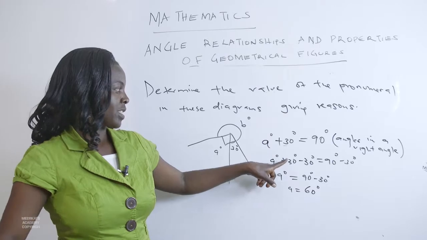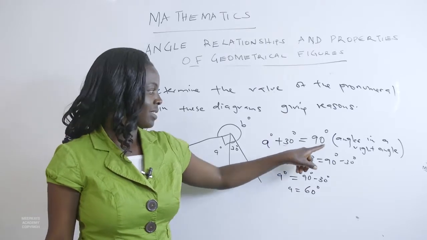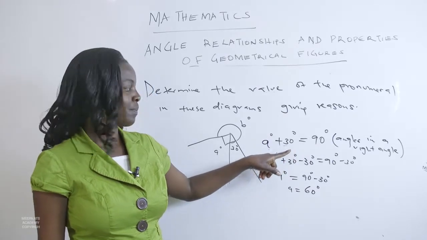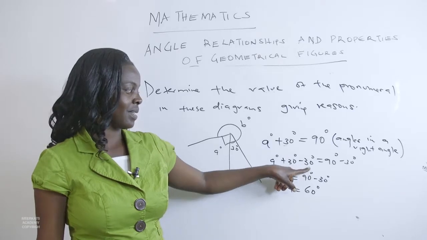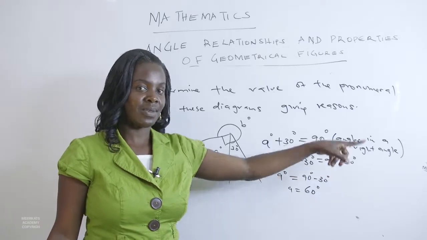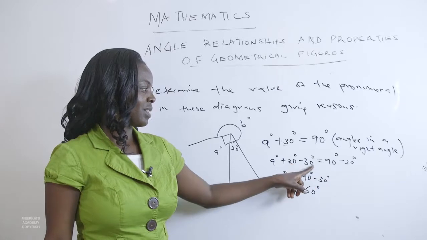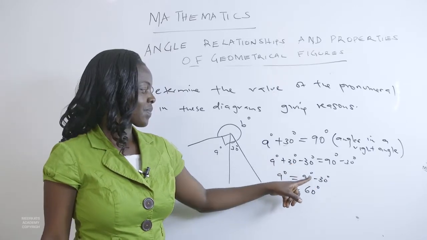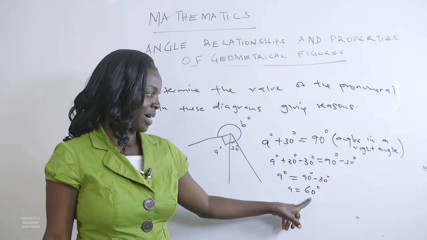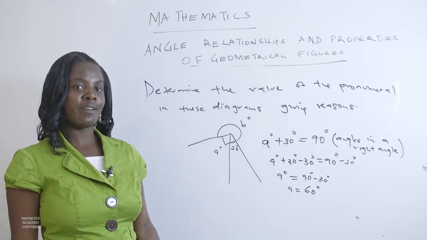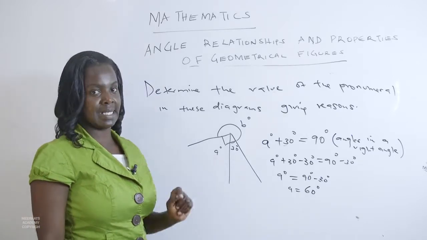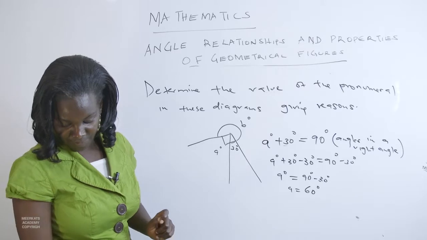So we subtract 30 on both sides so that we eliminate this 30 on this end. If we subtract 30 on this end, then we also subtract 30 on this other end. So if we subtract 30 here, we remain with 0. Then 90 minus 30, we have 60 degrees. So what is the value of A? That is 60 degrees.